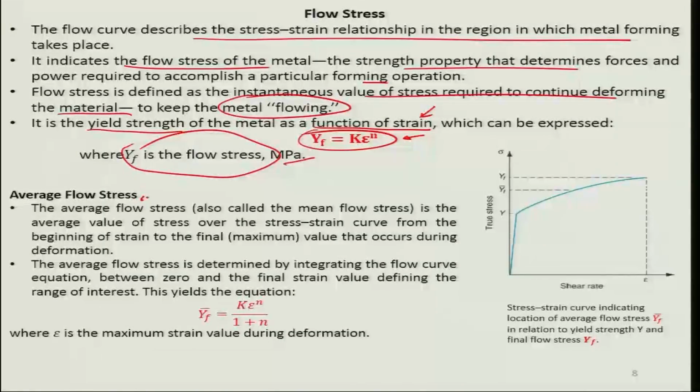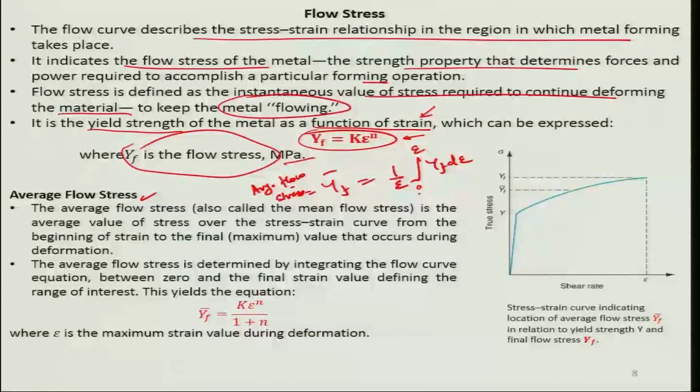If we were to look at the average flow stress, it can be written down as 1 by epsilon, integral of Yf d epsilon, where this epsilon is actually the maximum strain. So we can assume this to go between 0 strain all the way to the maximum strain, and that is how the average flow stress, which can be recorded as Yf average, is represented.